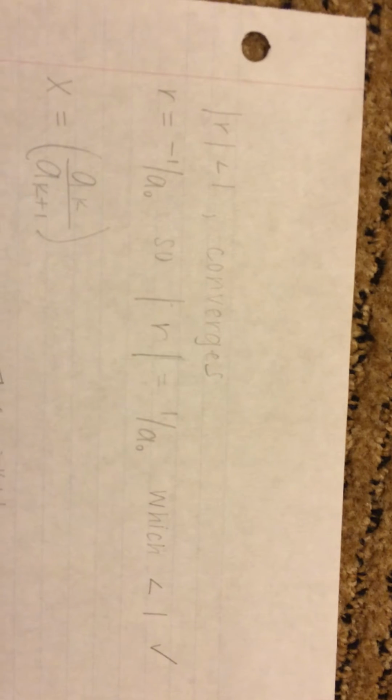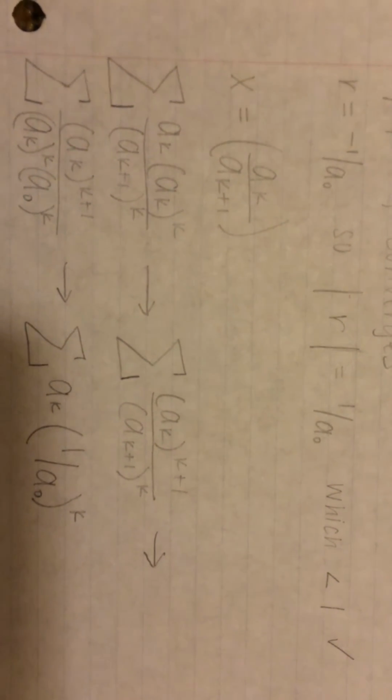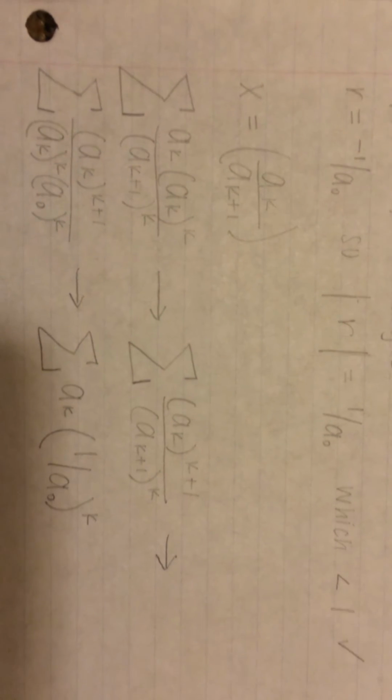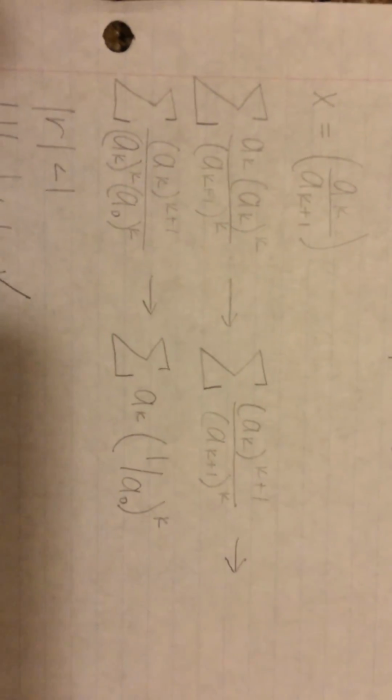The next endpoint, x equals a sub k over a sub k plus 1, plugs into the series where b again equals 0, and we can simplify it all the way out, separate out the denominator and cancel terms, and we get the sum of a sub k times 1 over a sub 0 to the k, which again is in geometric series form. If the absolute value of r is less than 1, which it is, then the series converges. Both endpoints converge for the same value.